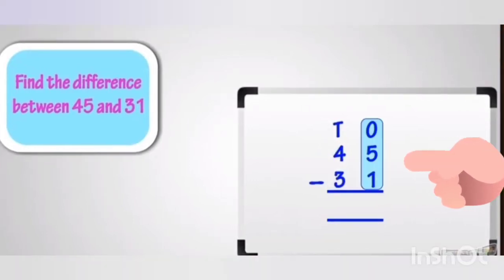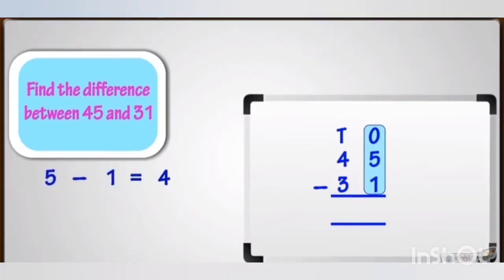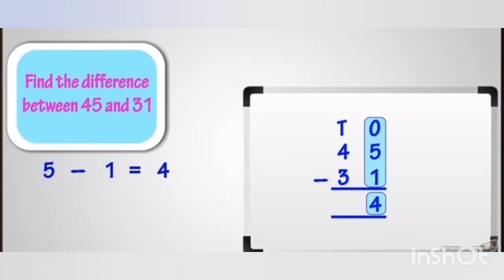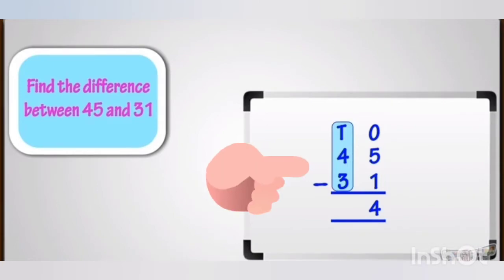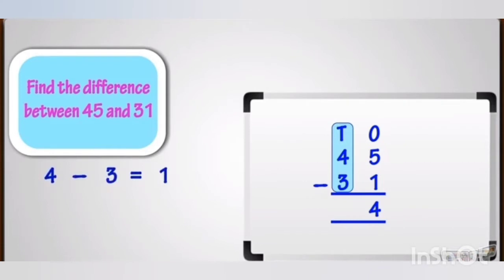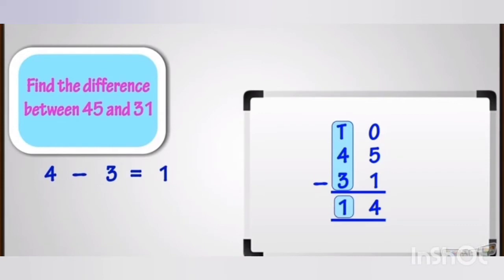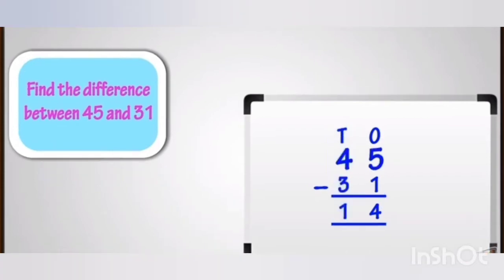That is 5 minus 1. So on subtracting 5 minus 1, we get 4. Now we will write 4 in 1's place. Then we will move to the 10's place and subtract the numbers in 10's place. So on subtracting 4 minus 3, we get 1. So we will write 1 in 10's place. So yes dear children, on subtracting 31 from 45, we get the difference 14.